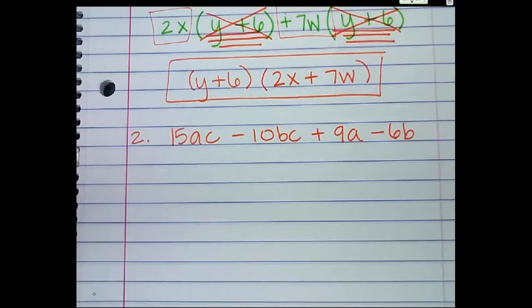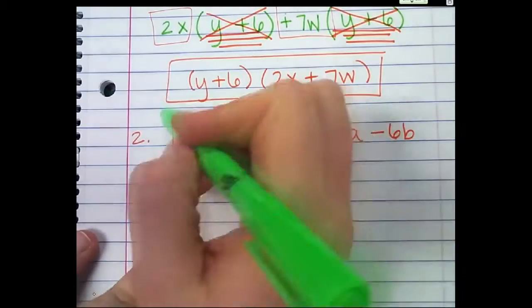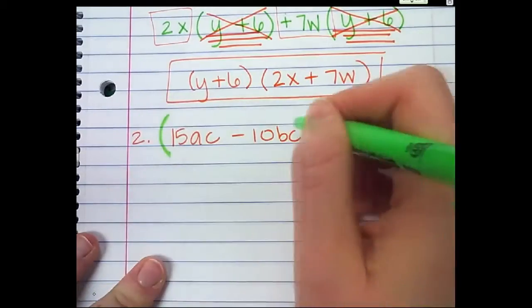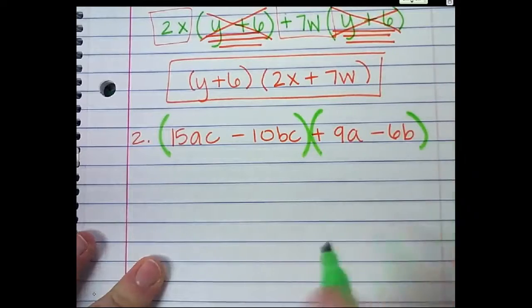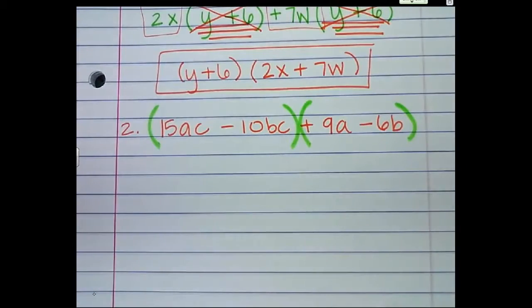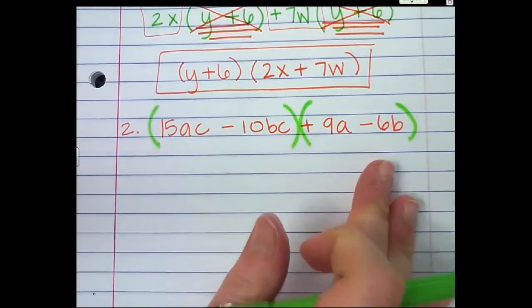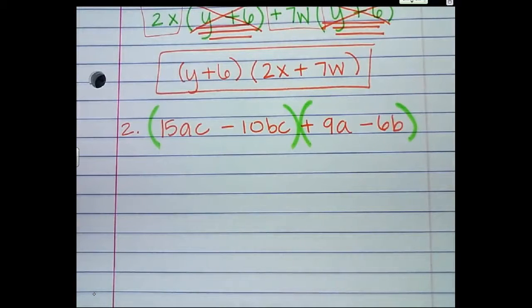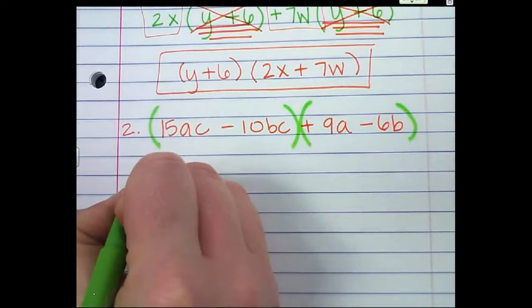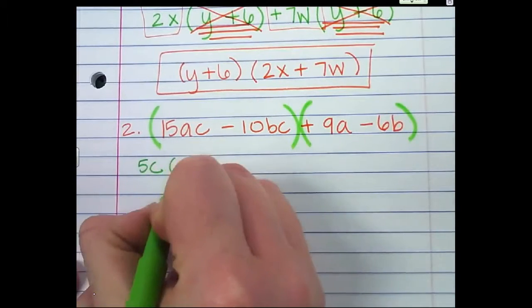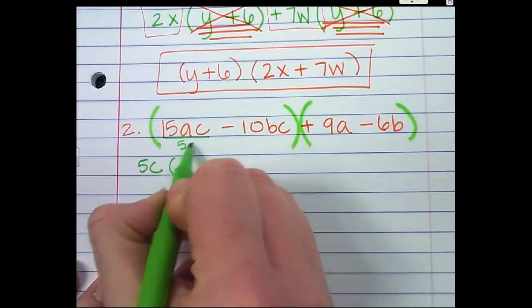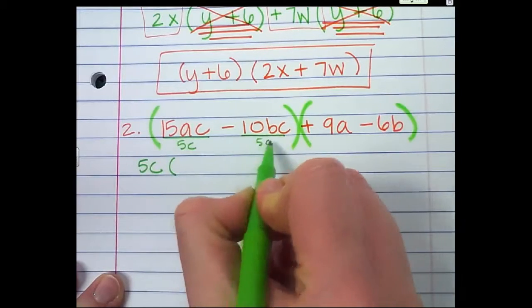Okay, so what do you do first? Before I look for GCF, though, I'm going to group them. So I'm going to group the first 2, and I'm going to group the second 2. So now, in the first set of parentheses, I want you to look and see what you can take out of the first and then the second. Once you think you have it, you can check yours with mine.